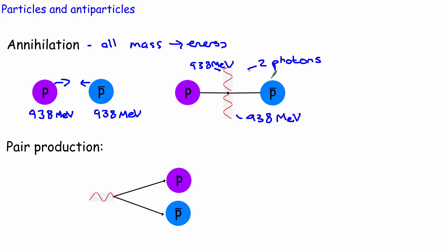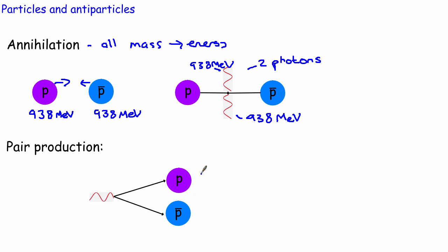Now, that's what happens if these things meet. Exactly the opposite thing can happen. Because here what we've got is mass changing into energy, we can have the corresponding thing happen where we have energy changing into mass, provided we've got enough energy. So a photon can come along, and this often happens near the nucleus of an atom. If a photon comes along, it can spontaneously change into a proton and an antiproton, and it must change into a particle and an antiparticle, but it can only do this if it's got enough energy.